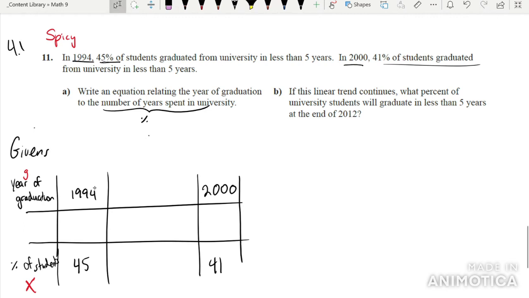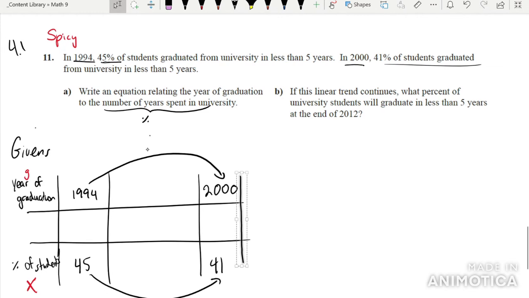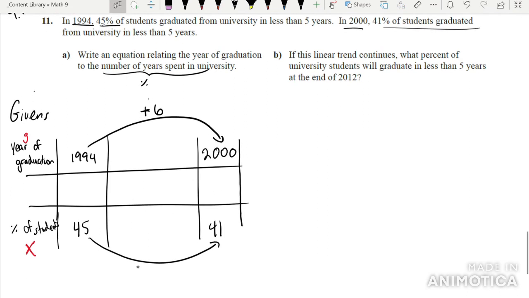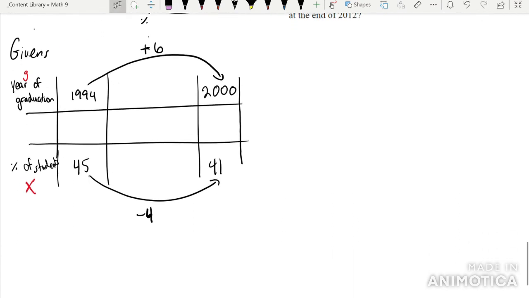Now, here we see our first issue. In our previous tables, this went up by 1. In this case, I go up by 6. And in this case, my percentage of students has gone down by 4. So when I compare these, I go up by a step of 6 and I go down by a step of 4 for my change. Previously, I was going up one at a time for at least one of these. So now we need to think about how they relate to each other.